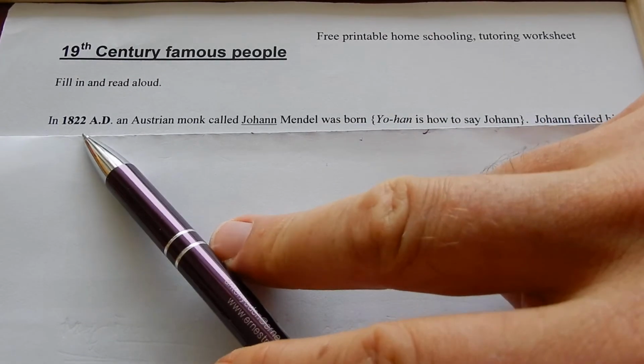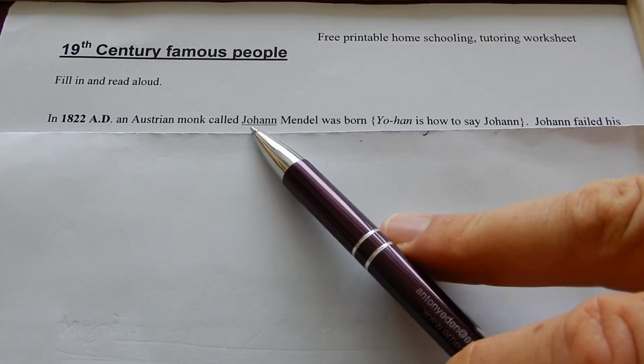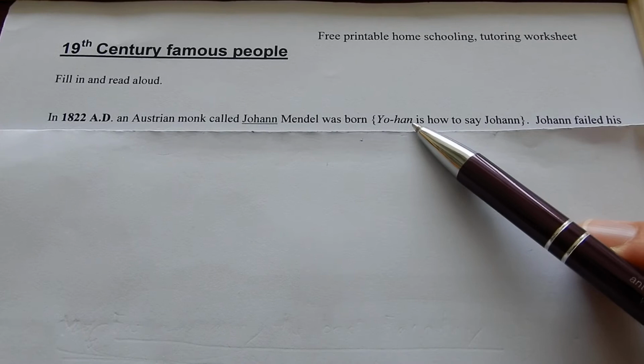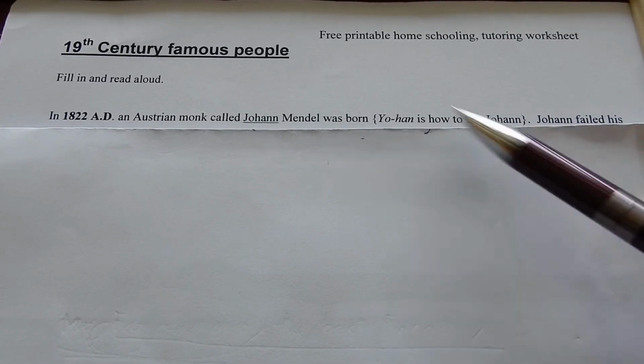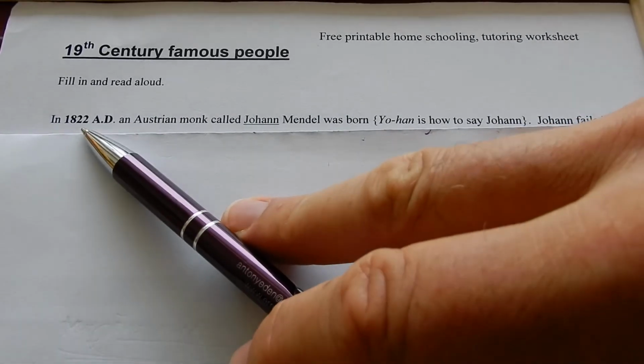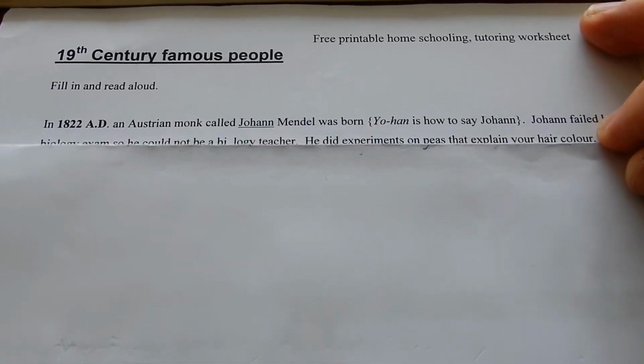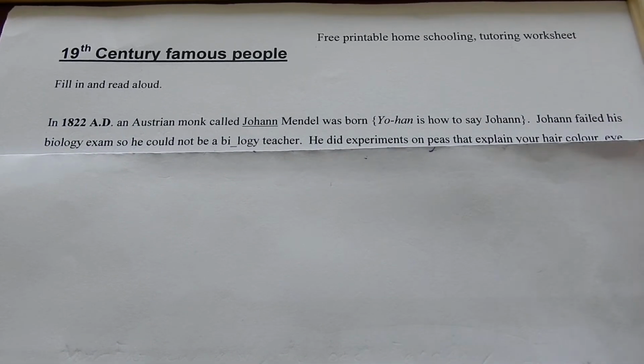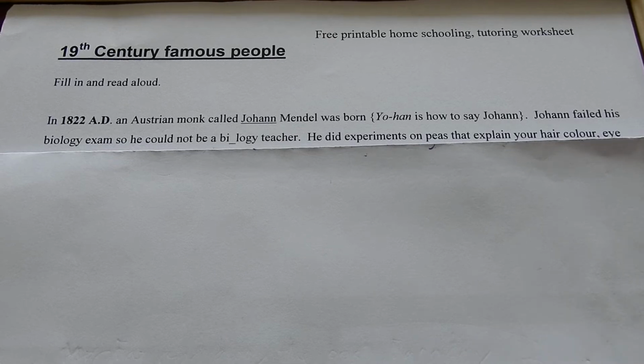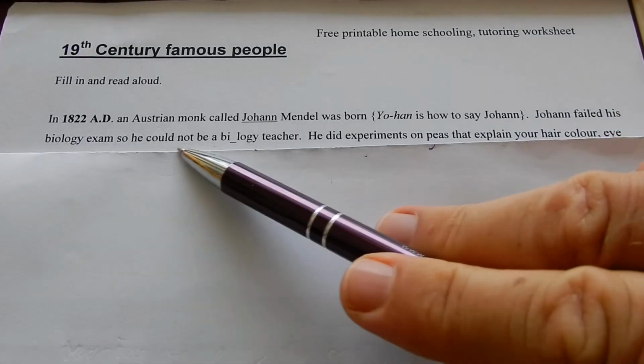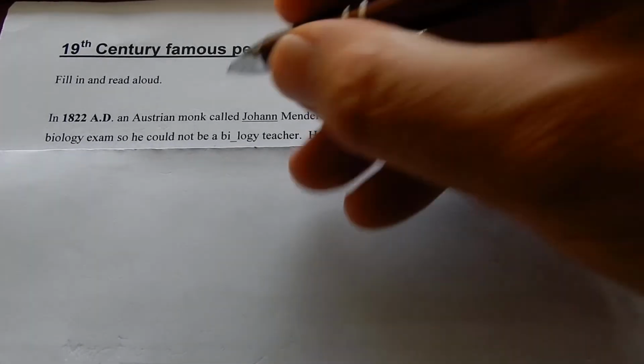In 1822 AD, an Austrian monk called Johann Mendel was born. He was born in 1822. Johann failed his biology exam. Oh well, sometimes called the easy exam, you know. So he could not become a biology teacher.